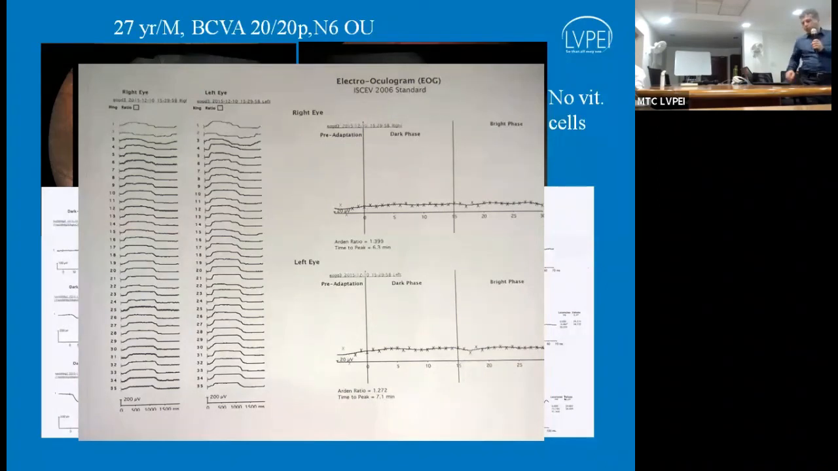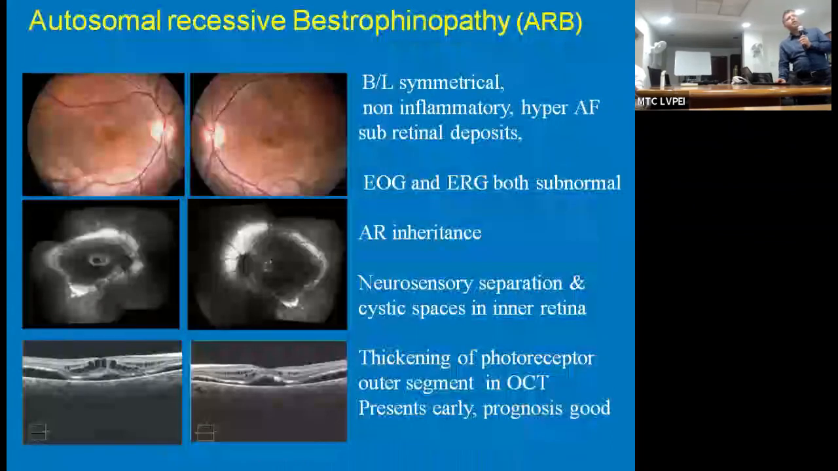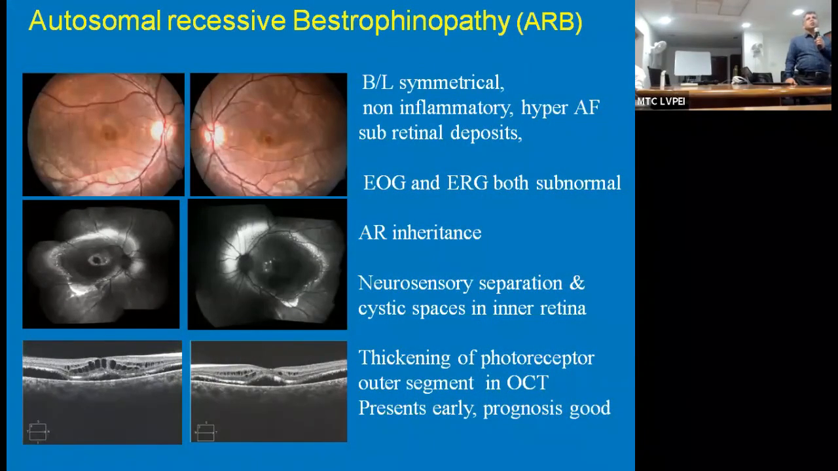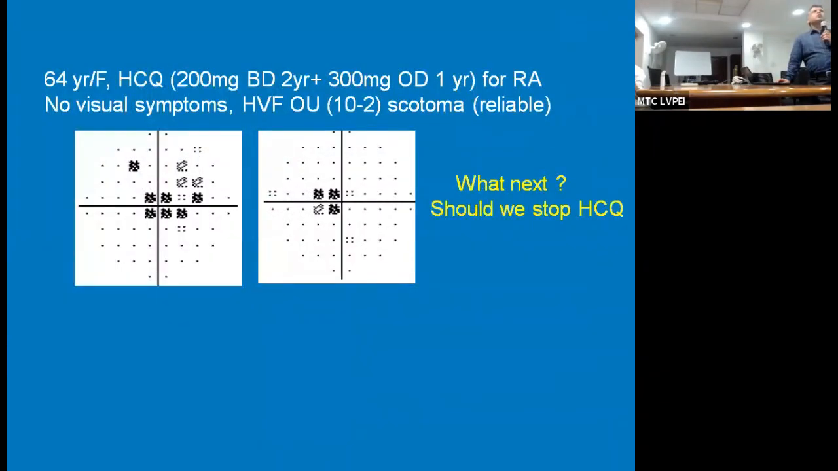autosomal recessive bestrophinopathy, or ARB. This is different from Best disease because many times it gets misdiagnosed as some inflammatory disease. ERG and EOG are both subnormal, with autosomal recessive inheritance. Many times you see intraretinal cystic spaces, more common than in Best disease, and the course is usually good.